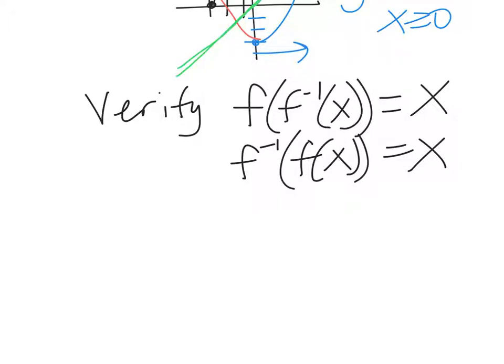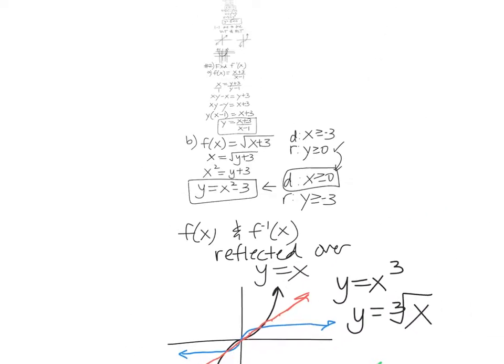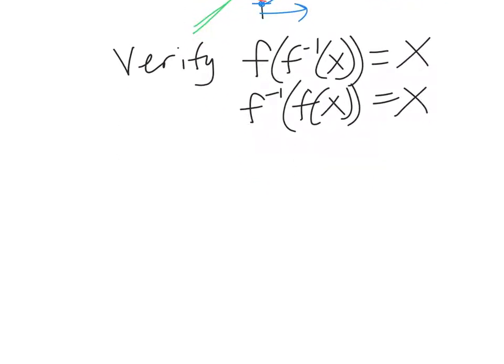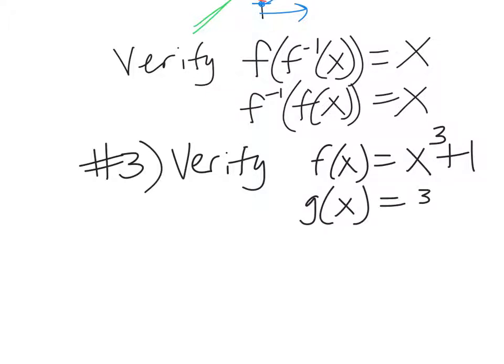Okay? All right, so let's verify one. What number are we on? Are we on 3? Number 3. And I might say just verify one way. You're supposed to verify both ways to make sure that they are inverses of each other, but it's a lot of work, so I might just say just do one way. Okay? So let's verify that f of x equals x cubed plus 1 and g of x equals the cube root of x minus 1. Verify that they are inverses.